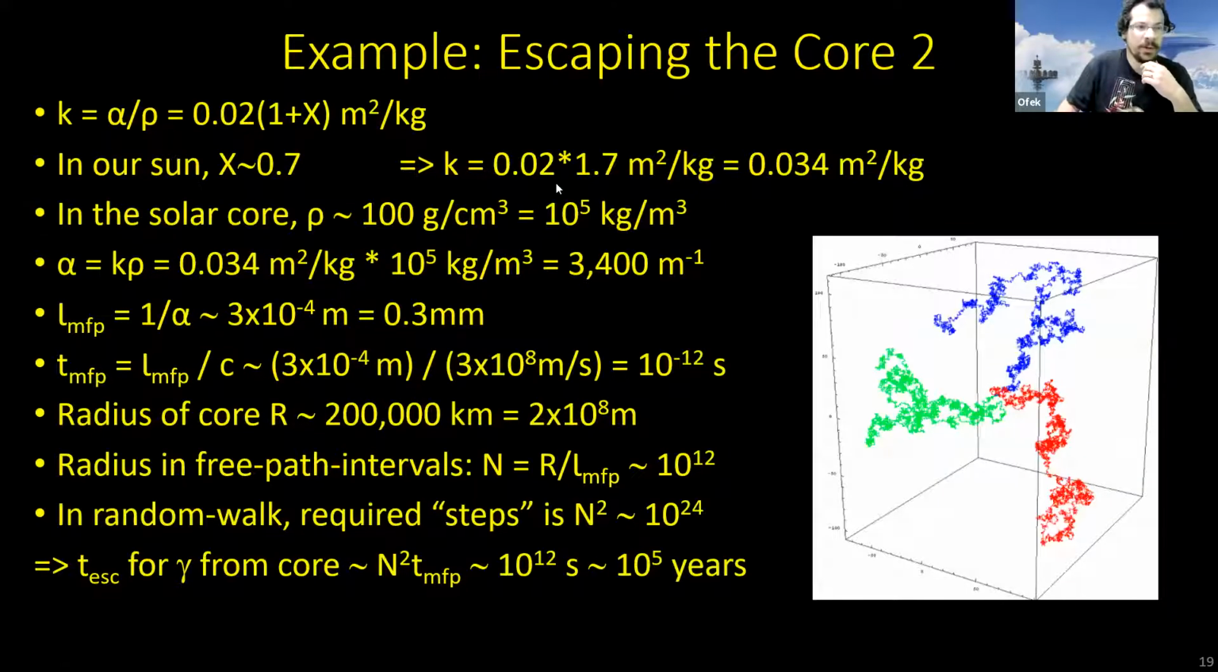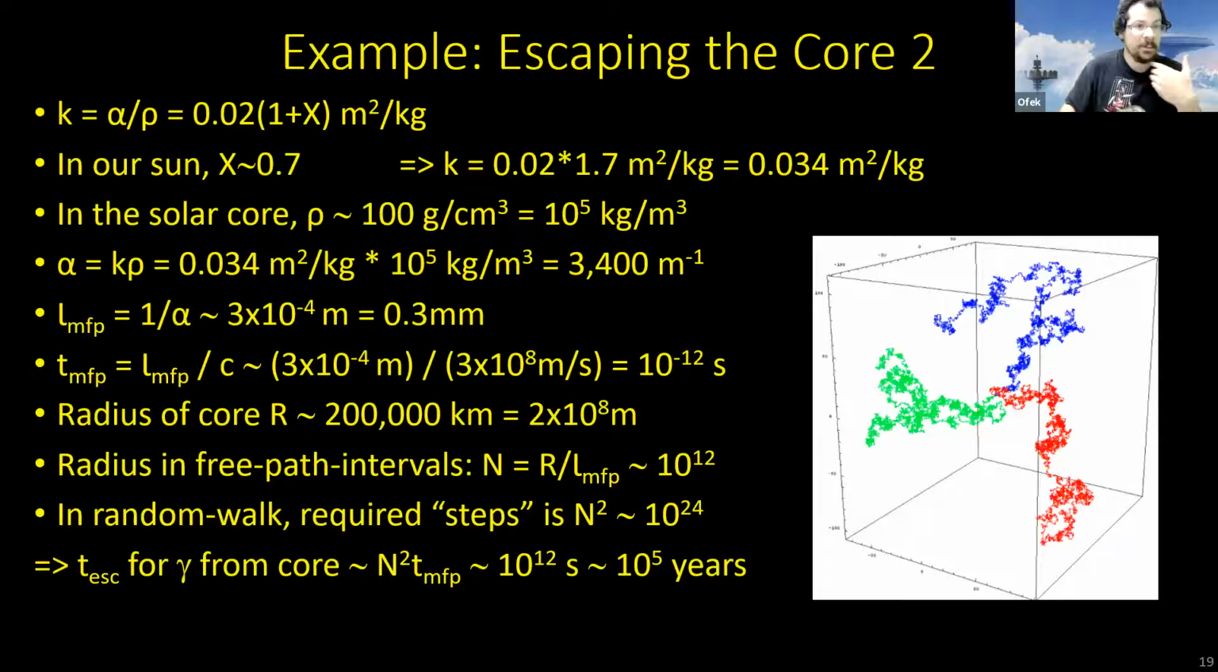We can immediately convert this number, or calculate it more exactly, in our sun, where we know that about 70% of the mass is hydrogen, maybe 71% or something like that. So we'll take an estimate of 0.7, and so 1 plus X is 1.7. And so we get about 0.034 meters squared per kilogram as the opacity of the core of our sun to photon scattering due to free electrons. And this is the highest opacity source in the core of our sun.